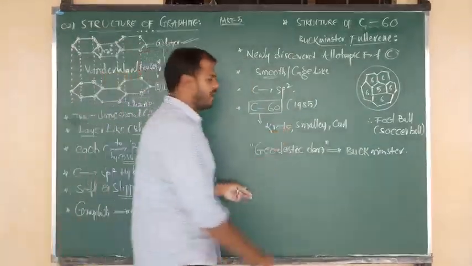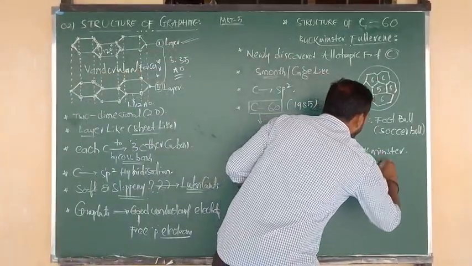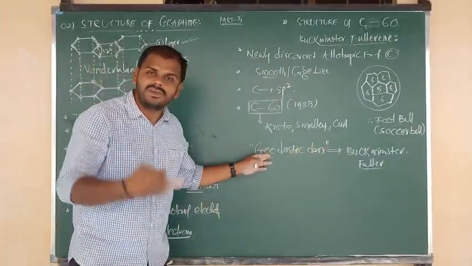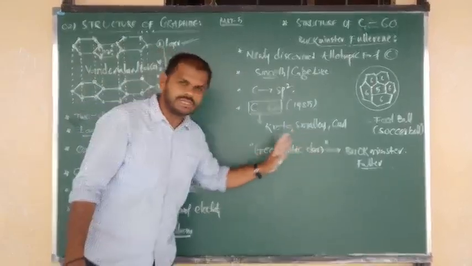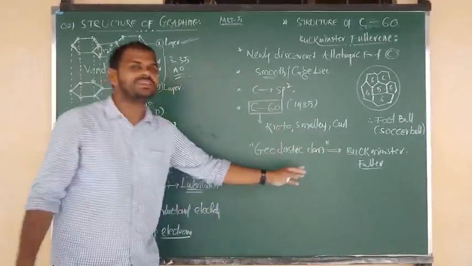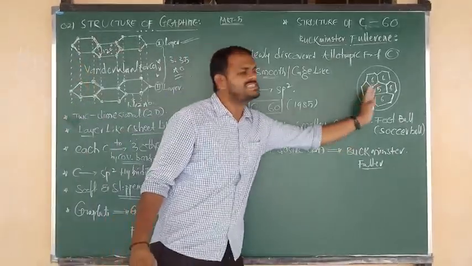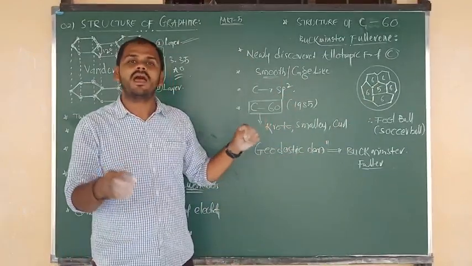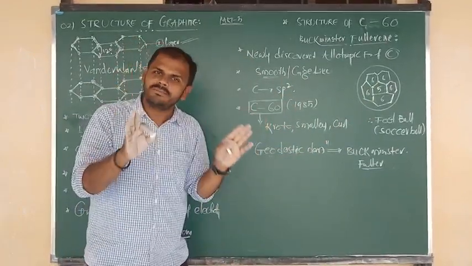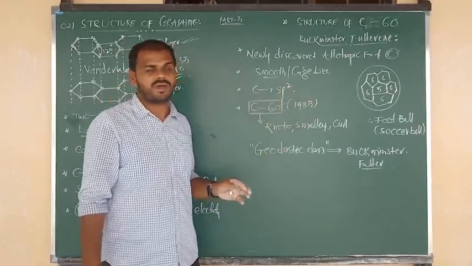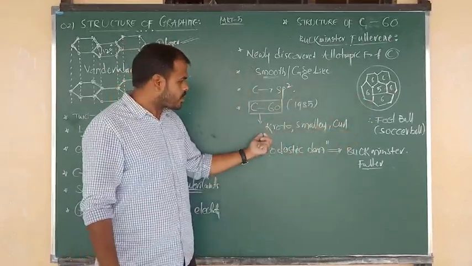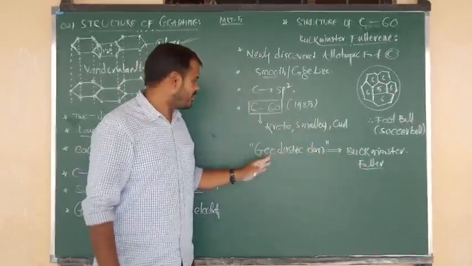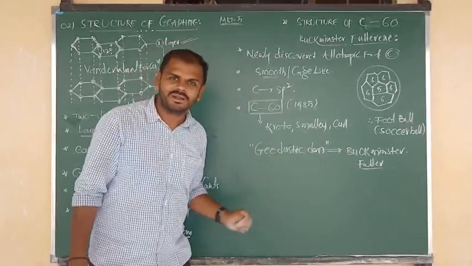Buckminster Fuller designed that invention, the geodesic dome. The shape of the geodesic dome looks exactly like the C60 molecule. So both discoveries happened at the same time, in 1985. But the C60 molecule was discovered by Kroto, Smalley, and Curl, and Buckminster Fuller discovered the geodesic dome, one type of invention only.